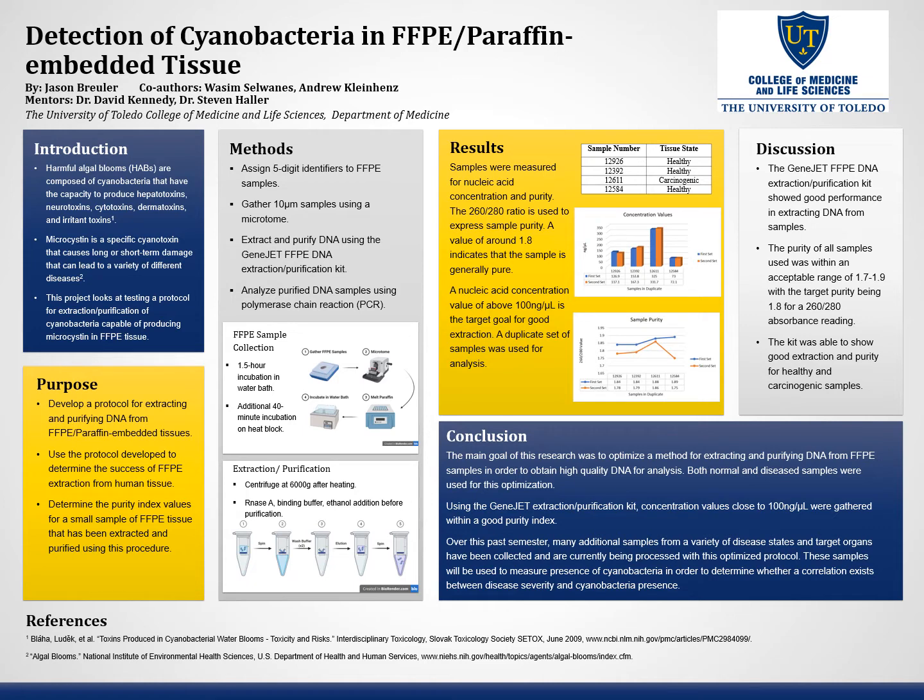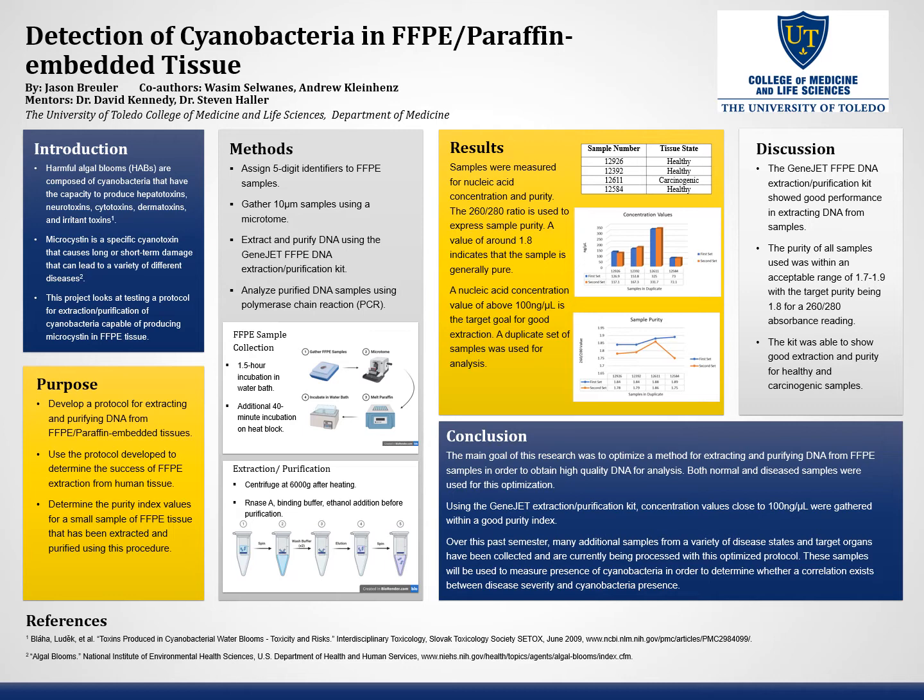Using this method, the results were analyzed for duplicate samples of 4 FFPE blocks, making 8 total. 3 of these were healthy tissue, and 1 was carcinogenic tissue. A 260/280 ratio was used to express the sample purity, with a value of 1.8 indicating that the sample was generally pure. Additionally, the nucleic acid concentration in nanograms per microliter was measured using nanospectroscopy. For the purpose of FFPE tissue, a value at or above 100 nanograms per microliter was the target for good extraction.